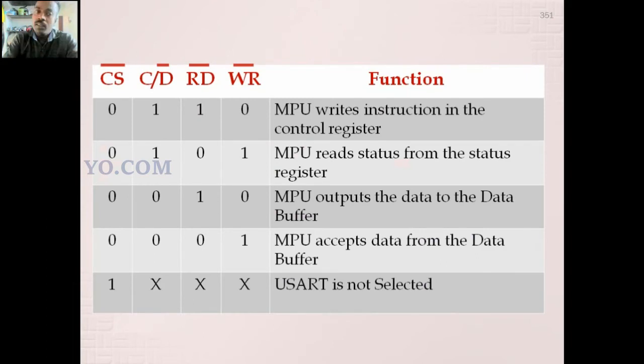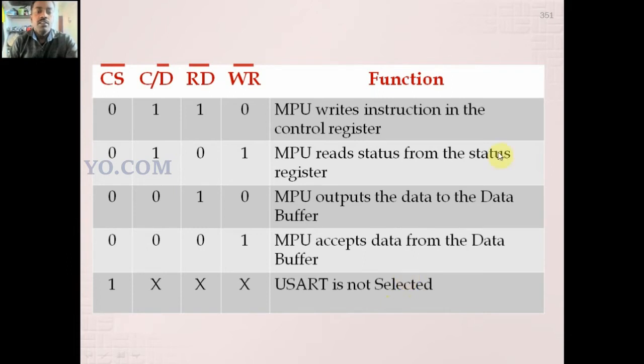So there is a table that is used to control the entire system according to the four signals: CS, C by D, then read and write. Okay, so this is the basic method. If CS is 1, then the 8251 is not selected, that means the USART is not selected, that means it is in off condition.